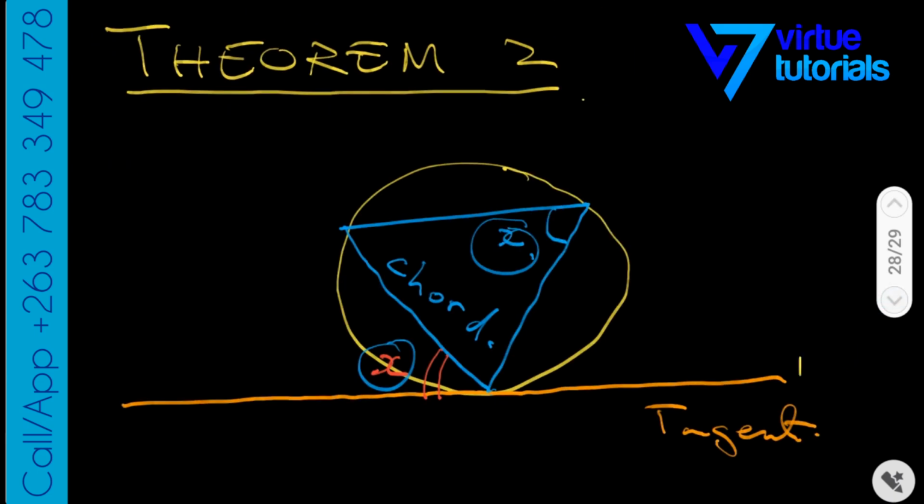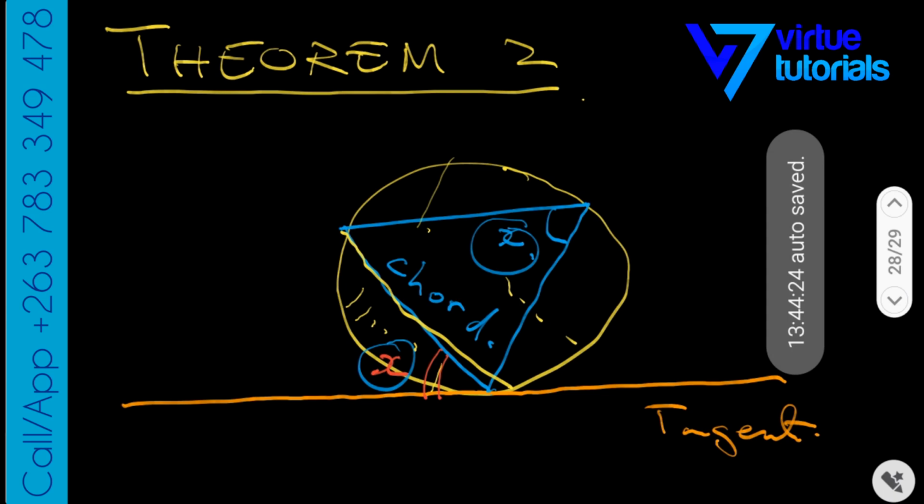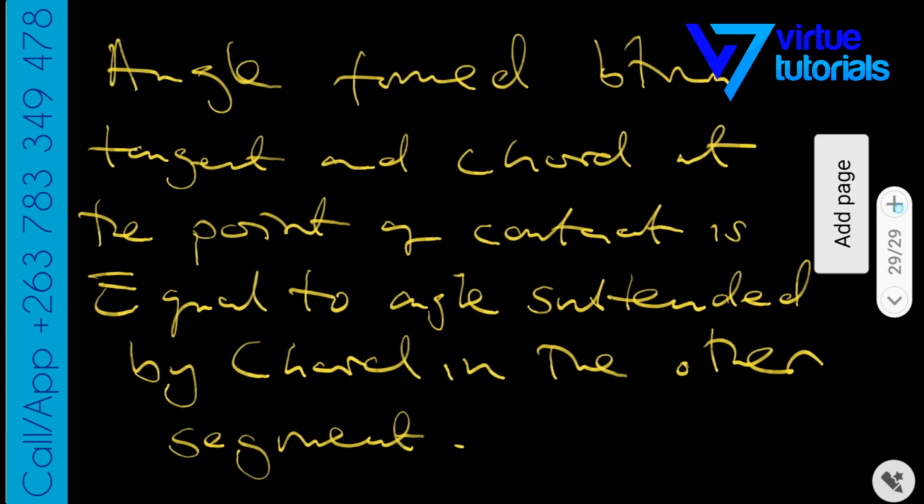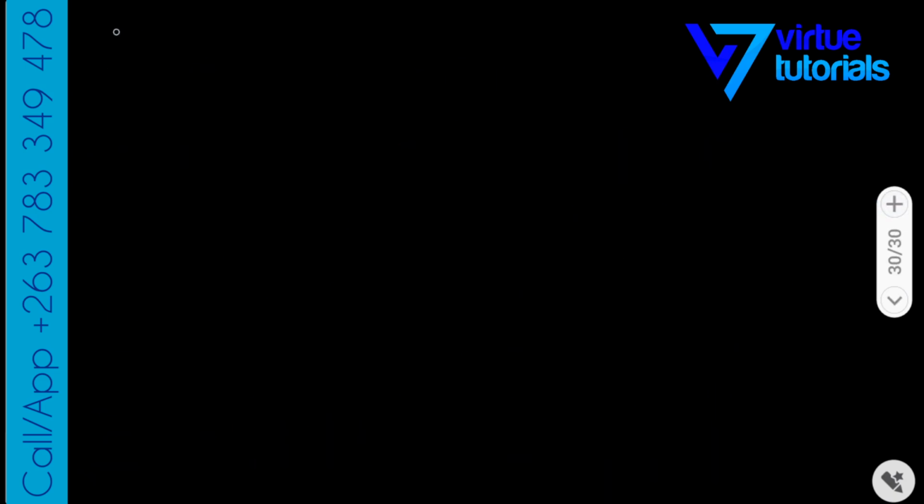So if you come back here, you realize the chord forms two segments, the one on this side and the one on the other side. The first angle was in this segment, the other angle is in the other segment there. So you might need to look at this 2 or 3 times and make sure you understand what this means. Let's go to the last theorem, and the topic on circle geometry is over.